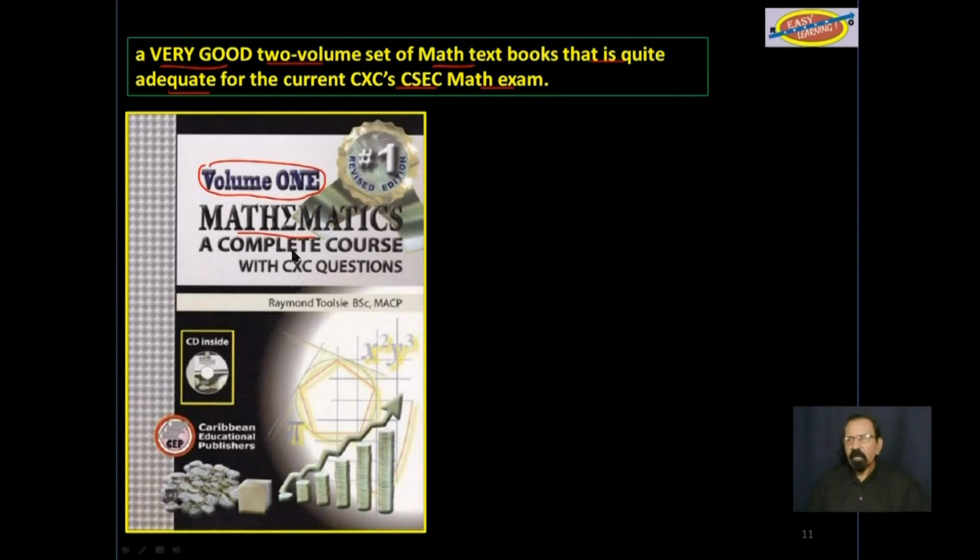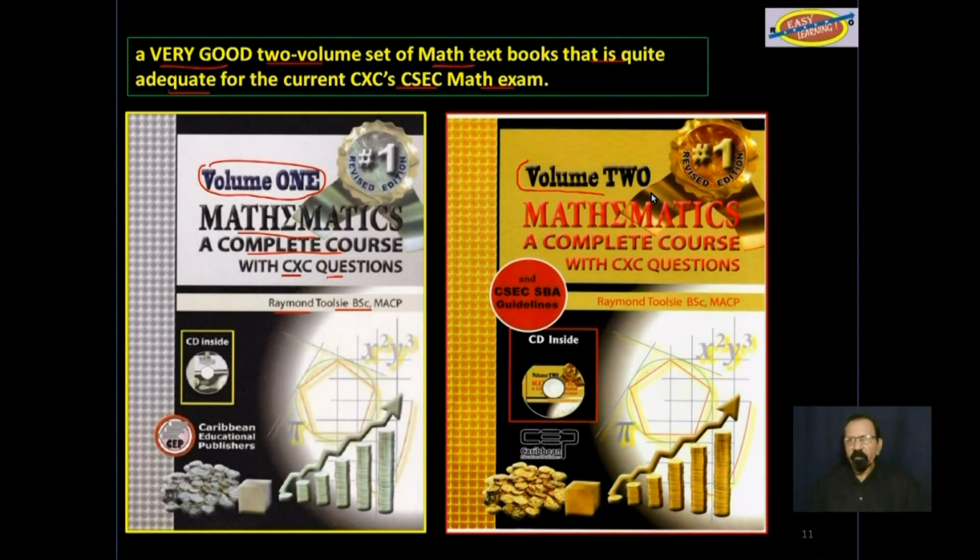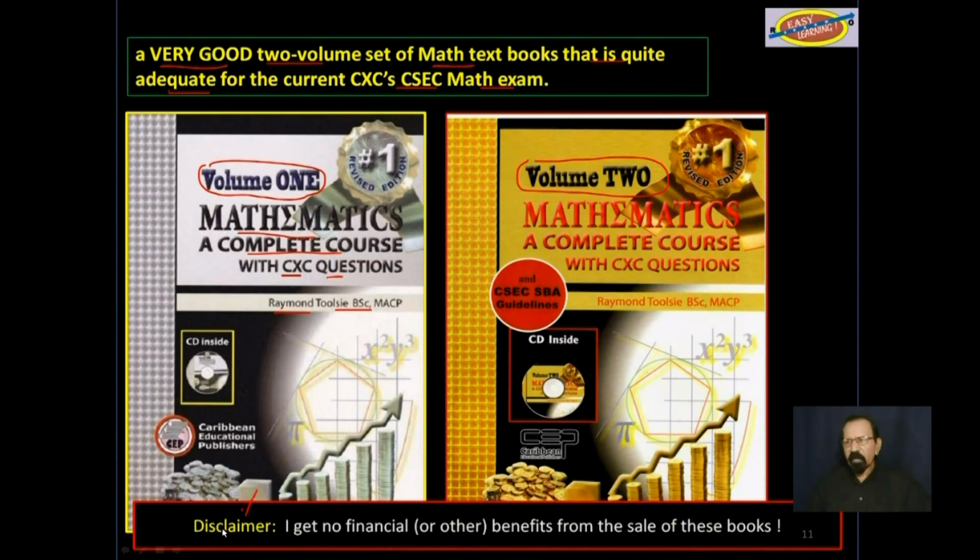Mathematics, a complete course with CXC questions by Raymond Tulsi. And this is a picture of volume 2. Please note this disclaimer down here. I get no financial or other benefits from the sale of these books.